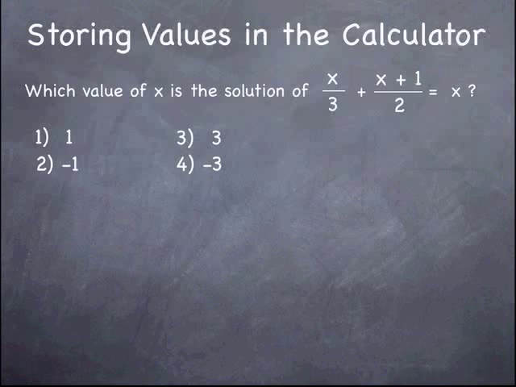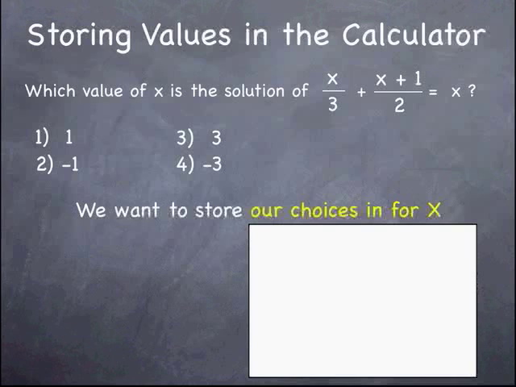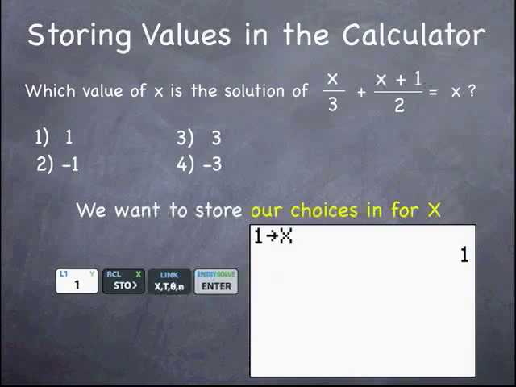And there would be a lot of places where we could make a mistake. However, for a multiple choice problem, we are given 4 possible answers. So we can go in and we can just check each one of these answers. In order to do this, we're going to want to store our choices for x. So in this case, we're going to start with choice number 1. We want to store 1 in for x. And again, here's the buttons that I choose.